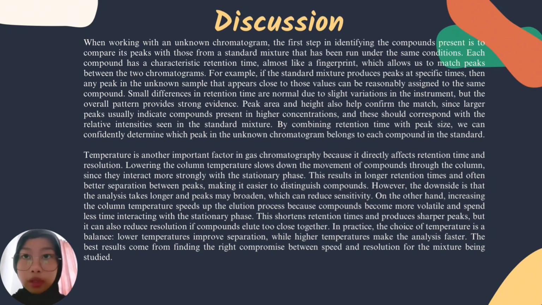The column temperature strongly affects retention and resolution. Lowering the temperature will increase the retention time and improve separation, but it will make the run slower and the peaks broader. Raising the temperature shortens the retention time and produces sharp peaks, though the resolution may decrease as the compounds come closer together. The best result comes from balancing speed and clear separation.